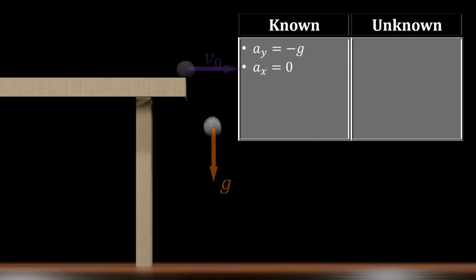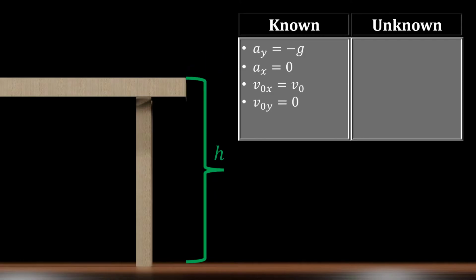Now we have the initial velocity. The ball is moving horizontally, so this speed, v0, is the initial velocity in the x direction. Right as it starts to fall, the ball hasn't had time to move down yet, so its initial y velocity is 0.